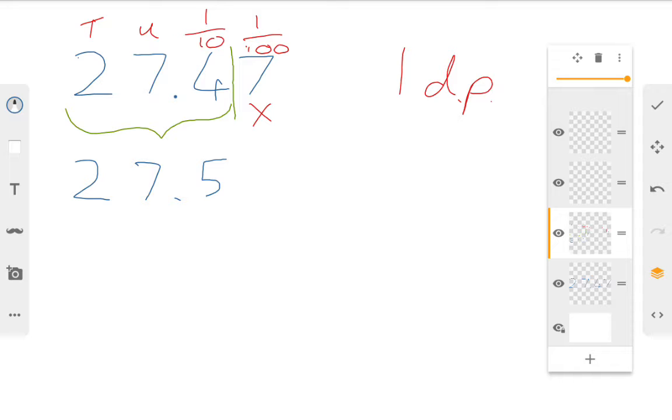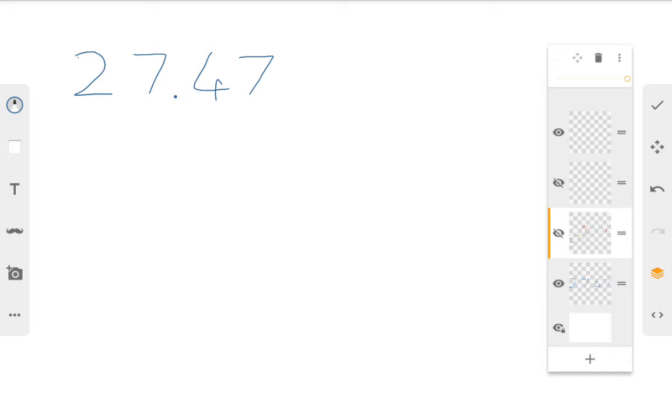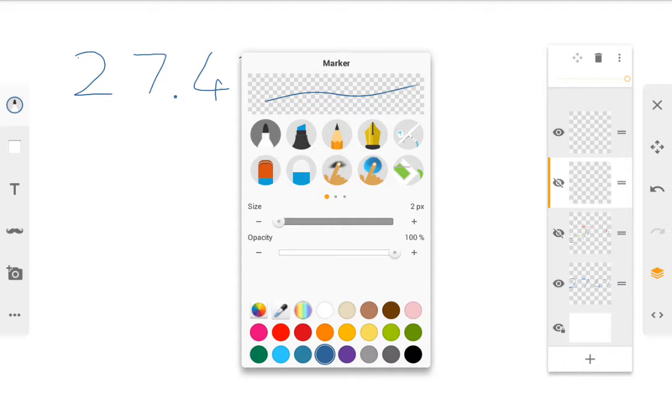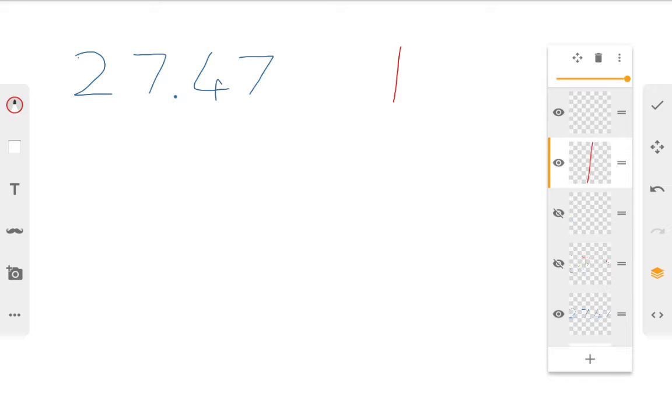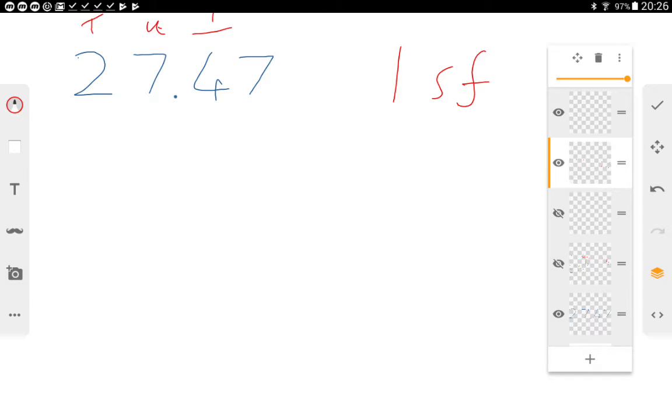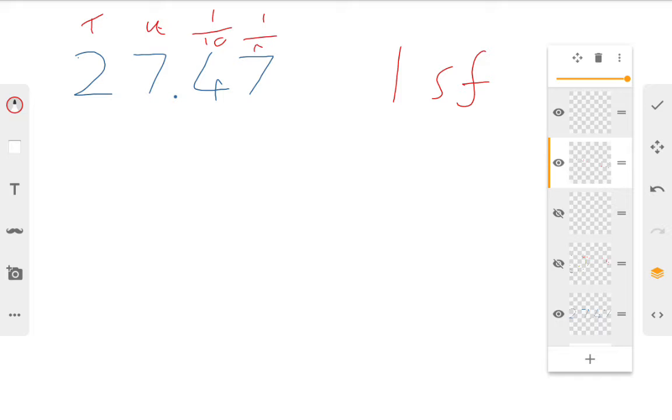Now, I can round it in slightly different ways as well. I can round to significant figures. If I round to one significant figure, what this means is I want only one digit to be left of my number, and I want the largest one to be left. And remember my labelling before, this was my tens, units, tenths, hundredths. Now my tens is my biggest one there. So I'm going to cut my number after that one.